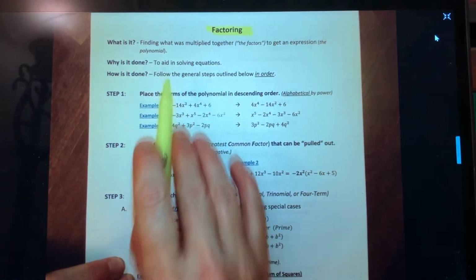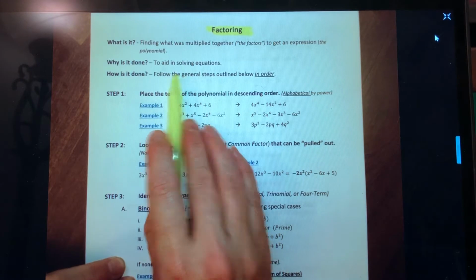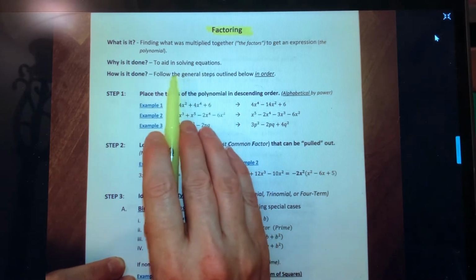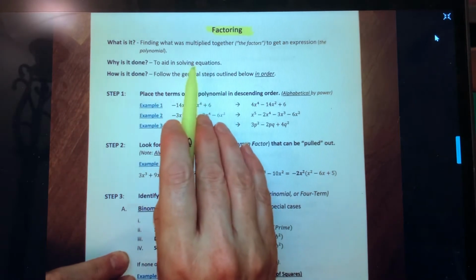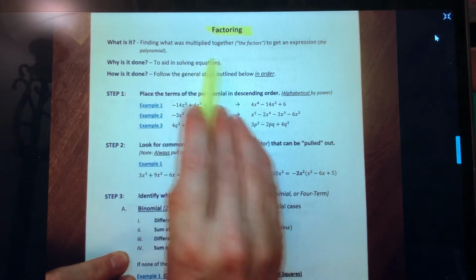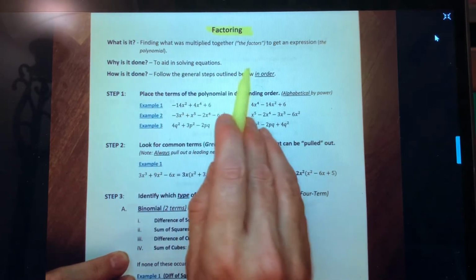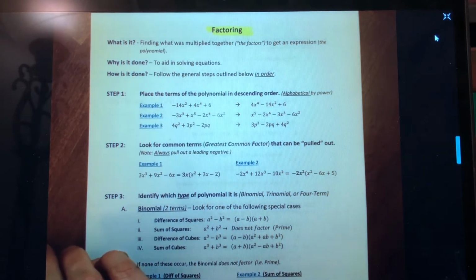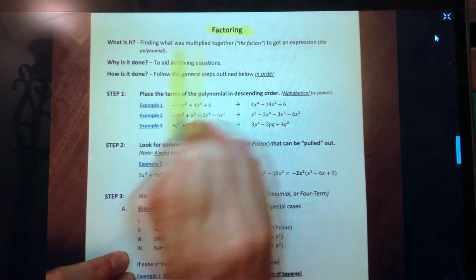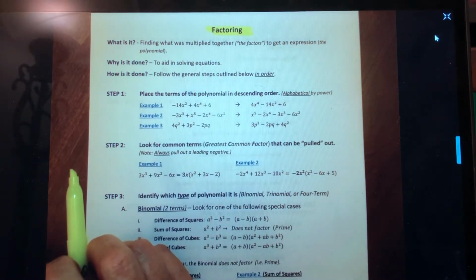Why do we do it? It aids us in solving equations, whether we're trying to solve an equation for a specific value, or more often in this course, we're going to take that equation and set it equal to 0, and that allows us to go find x-intercepts or zeros of a function. That will mean more later. But again, the main point is it's very, very important.